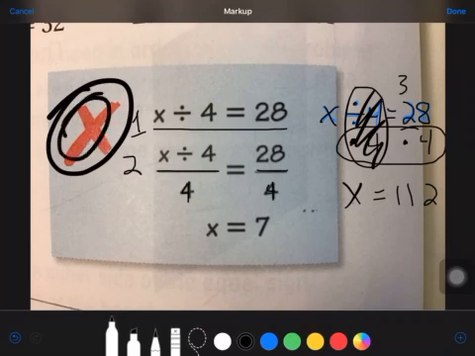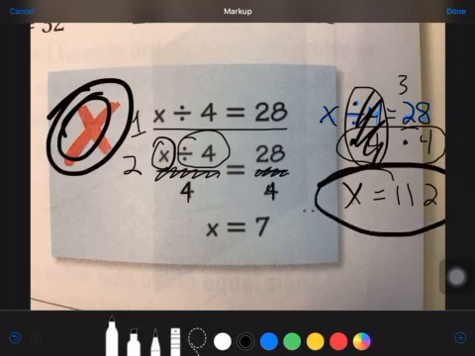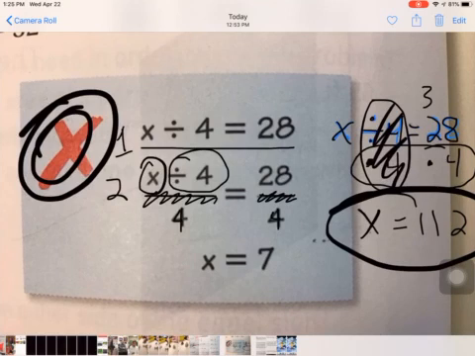Okay, but if we didn't know that, let's look at if dividing by 4 makes sense. If we want to get x by itself, what would we do to get x by itself? We would multiply by 4, not divide by 4. So the error that they made was they should have multiplied by 4 instead of dividing by 4. And when they multiply by 4, the correct answer that we get is x equals 112. Okay, I hope that one made sense.